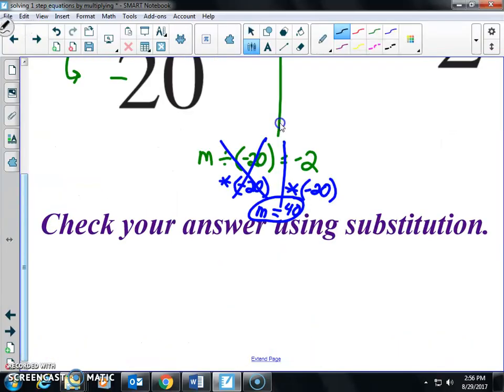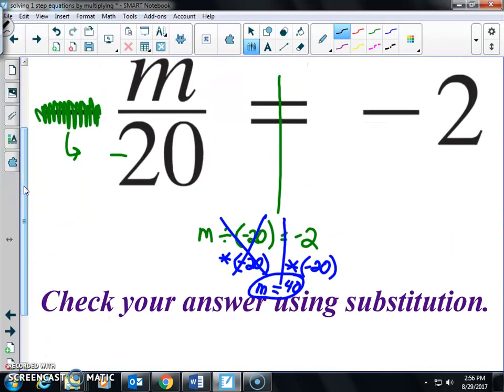Now it says check my answer using substitution. Substitution just means take my original problem and change the variable, in this case m, into what I think m is. I think m is 40. That's the work we just did. So I'm going to put in a 40, fraction bar, a 20. I'm going to put my negative sign out front like it was when I started. And I wonder if this will equal negative 2.